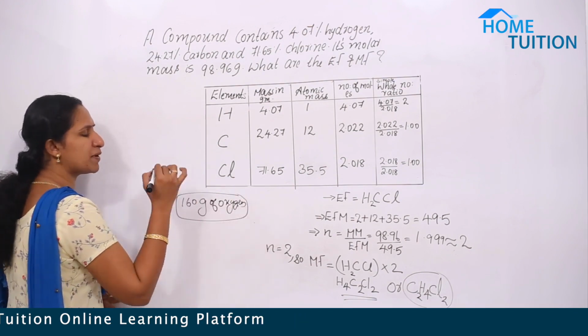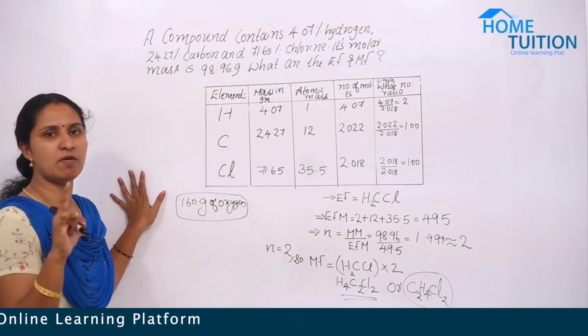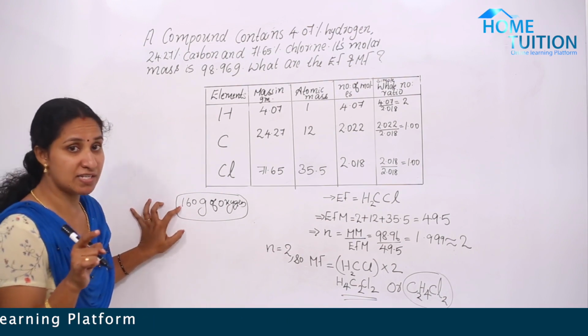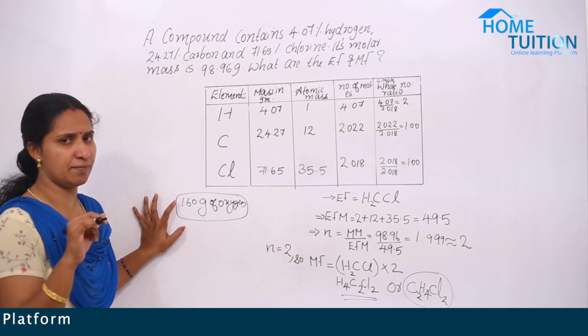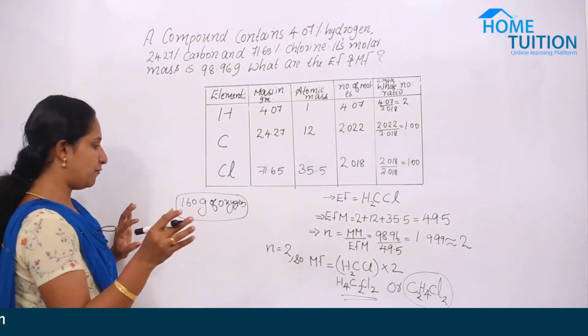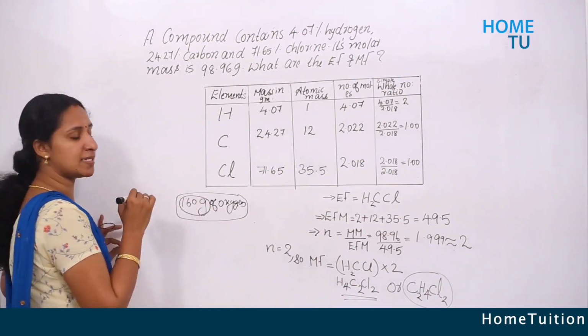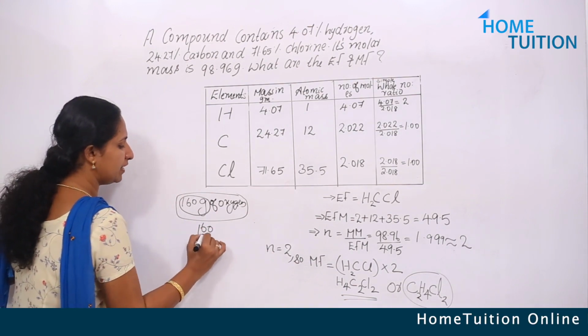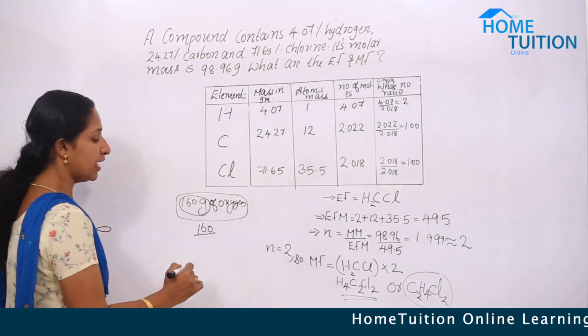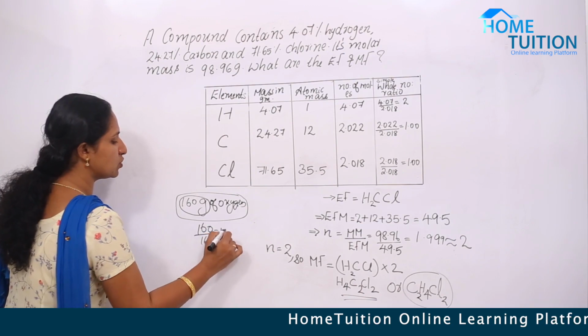How many moles are present in 160 gram of oxygen? For that, we find the given mass. 160 is the given mass. 160 divided by the mass of oxygen, 16, equal to 10.